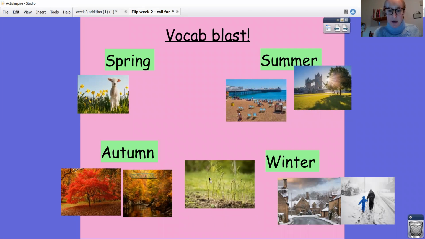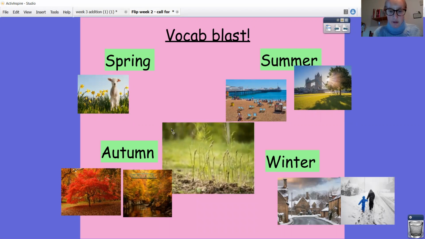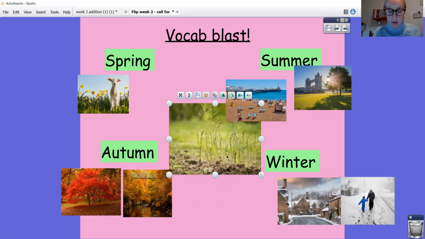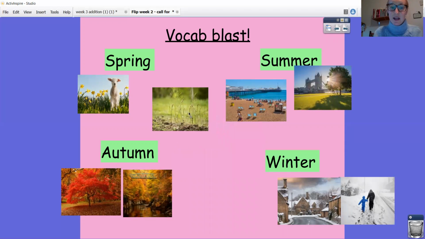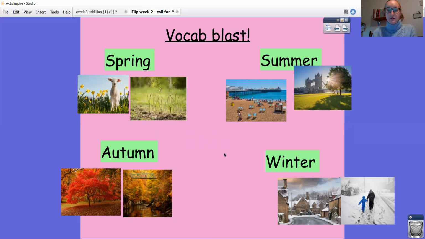And then my last one here at the bottom, if you can see it, I've got some plants that are shooting up from the soil. So remember, which season did we say there was new life? We said it was spring. Well done if you got those 4 seasons correct in our vocab blast for today.